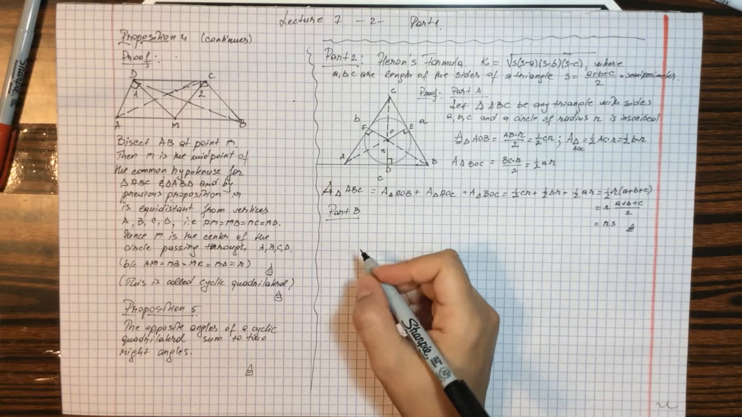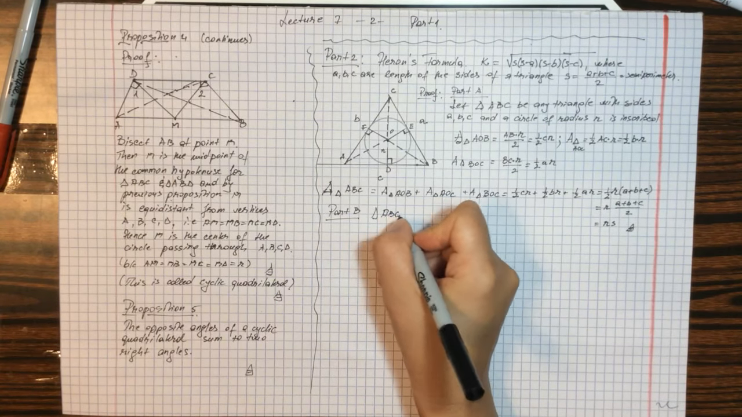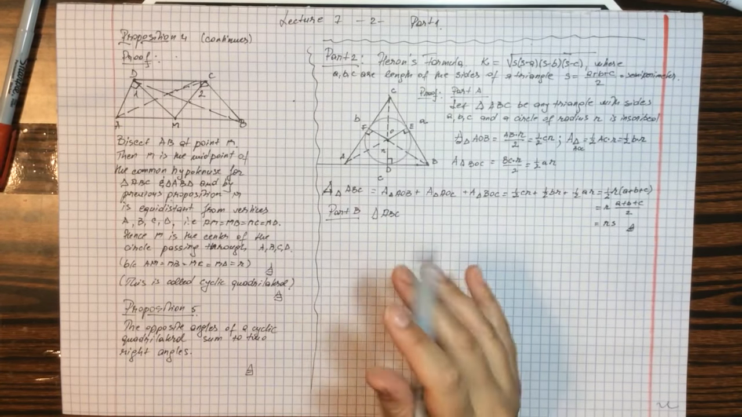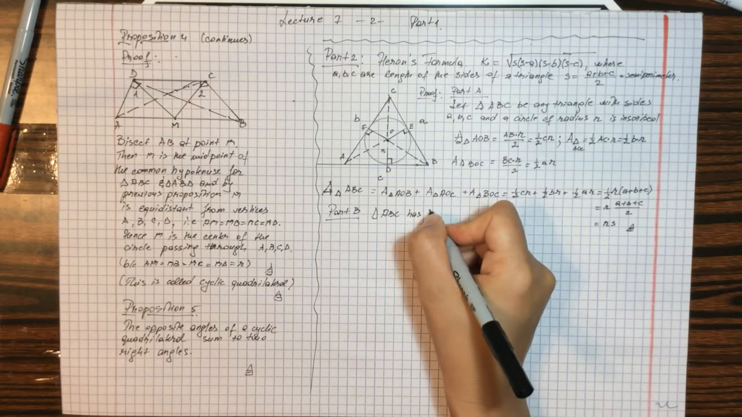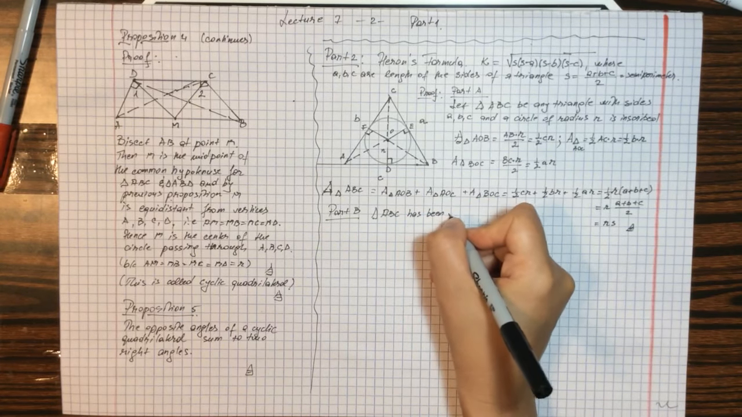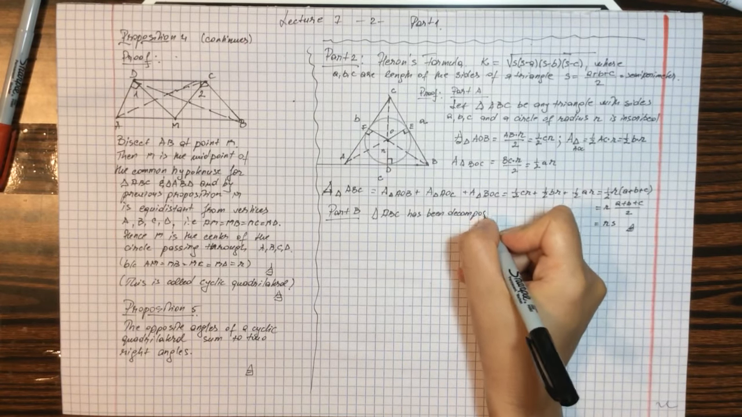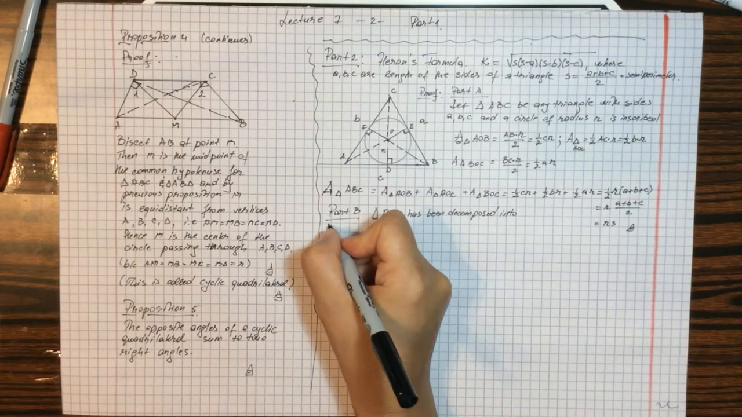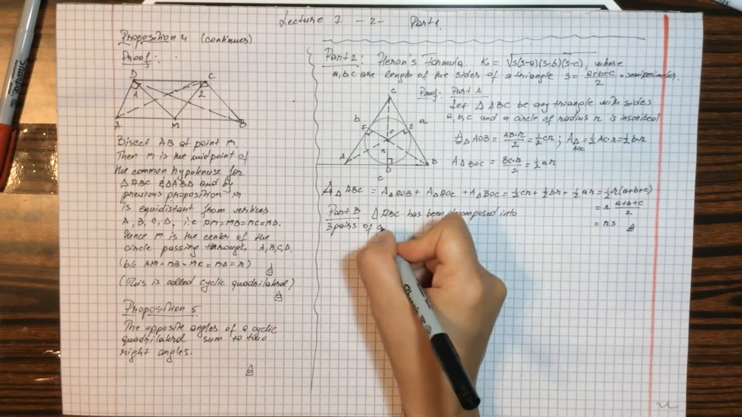Triangle ABC has been decomposed into 3 pairs of congruent triangles, and I'll tell you in a minute what they are.